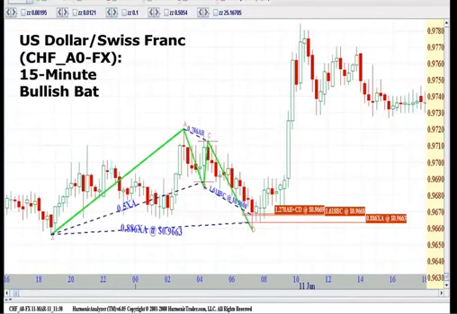Here on the US dollar Swiss franc on a 15-minute basis, we have another bullish bat. First place to look, always, B point. What's the B point say to you? It says we're at a 50% level. So okay, what's our proper expectation? Our proper expectation is that this M-type structure is going to have a deeper retest of the initial point at X, so we use these measurements.